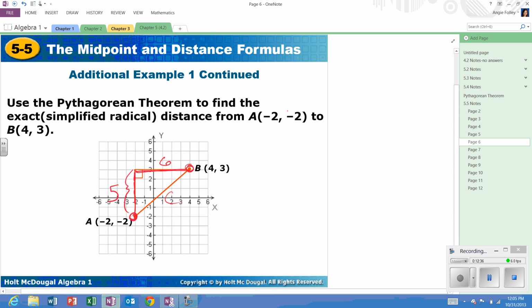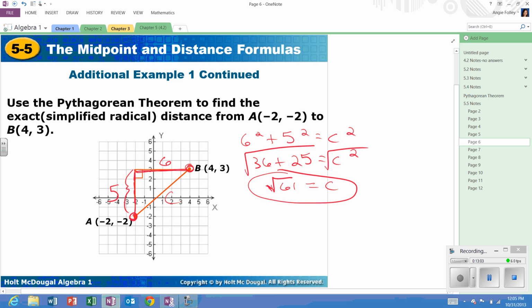So now we have to solve for c, so we're going to do 6 squared plus 5 squared equals c squared. 6 times 6 is 36, plus 5 times 5 is 25. When we add those together, we are going to get the square root of 61 again. So our distance, they're just showing you now with the Pythagorean theorem, is the same thing, radical 61. So it's the same as the last problem. It's just when you have a graph, it's a little bit easier because you can just look at where the points are.